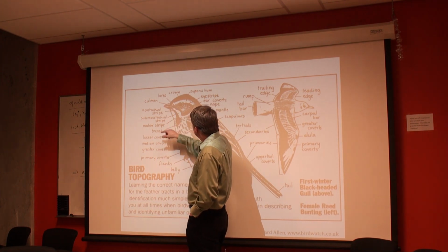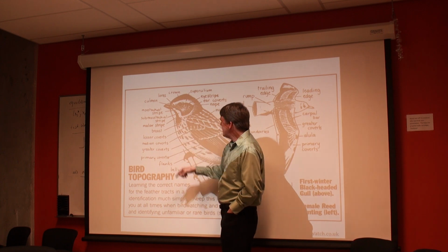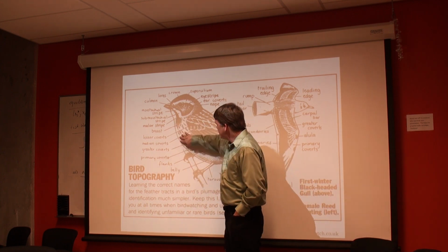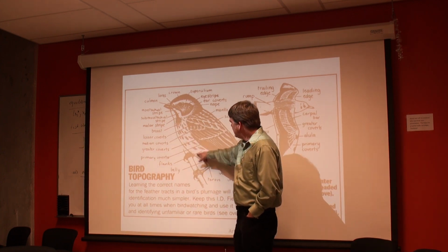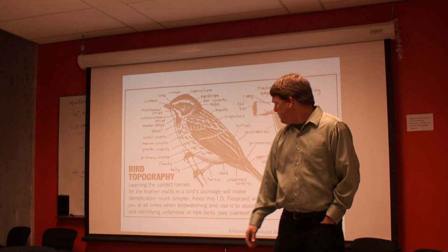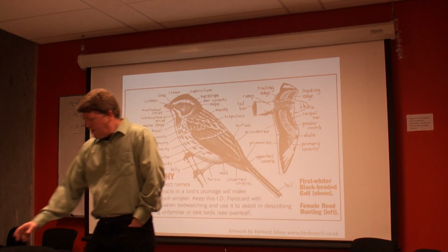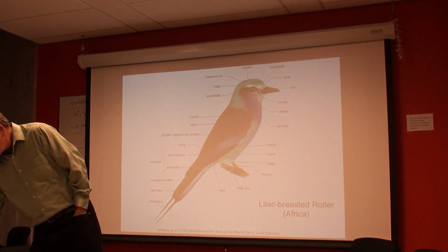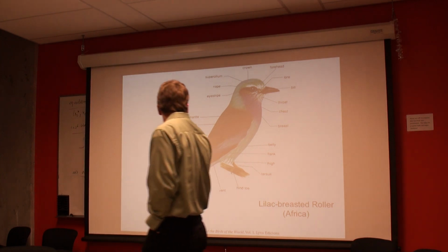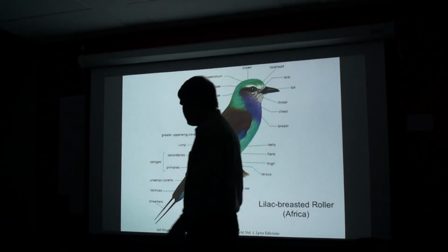And there's a mustachial stripe, and this is called the breast on a bird, and the belly, and then you have different feathers called different things. So you want to learn all those names. And here's a lilac-breasted roller that I'll use to talk about the wings a little bit.